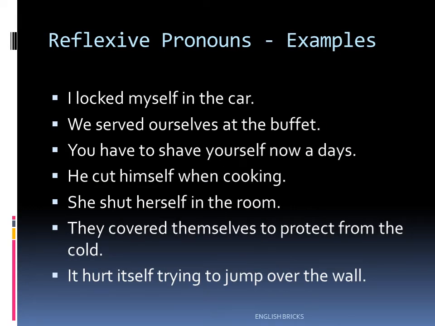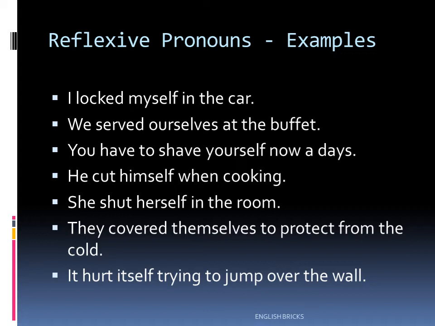Let us look at the examples of the reflexive pronouns, how it functions. I locked myself in the car. So, if you see, I am the doer of the action, the extension myself, that is the reflexive pronoun, is also the receiver of the action. So, the subject and the object are the same person. Likewise, if you look at the next example, we served ourselves at the buffet. So, we are the doers of the action and ourselves, the extension, we are also the receivers of the action.